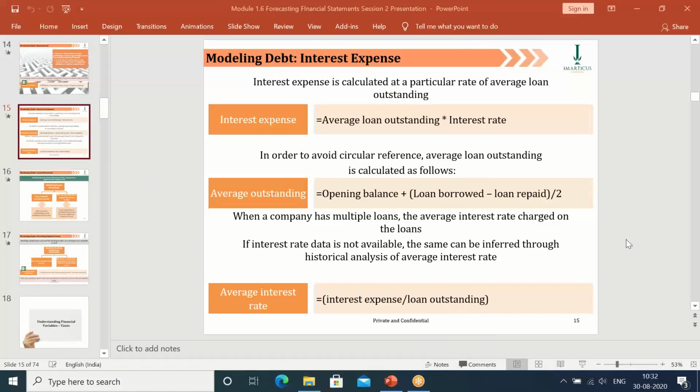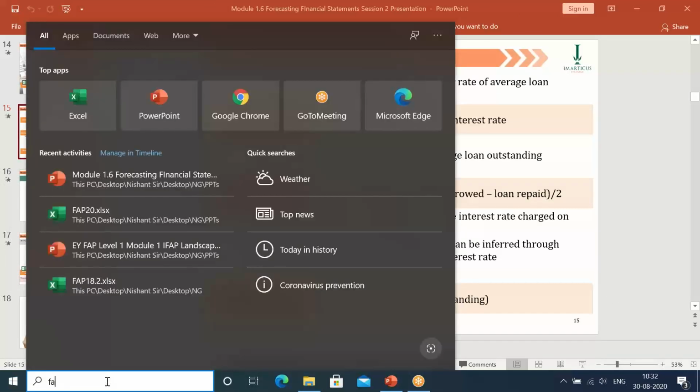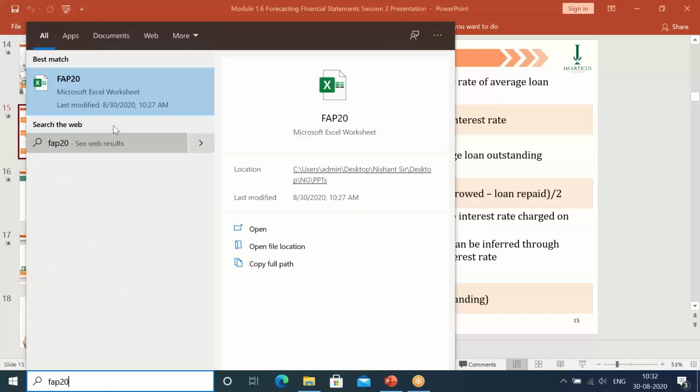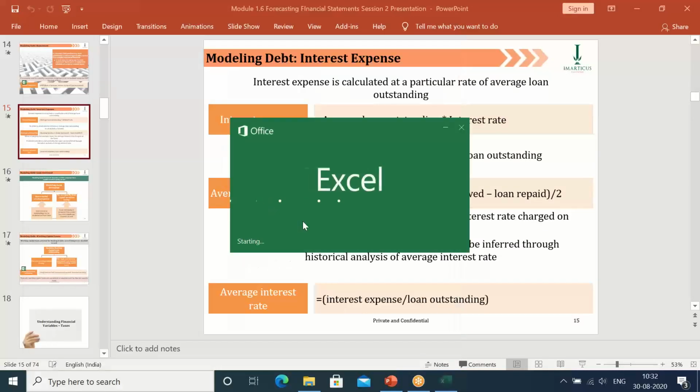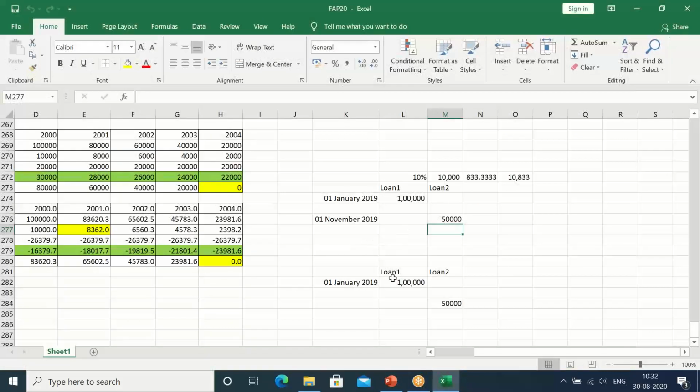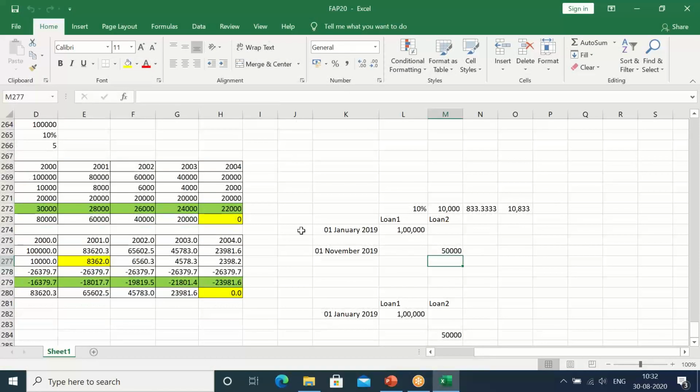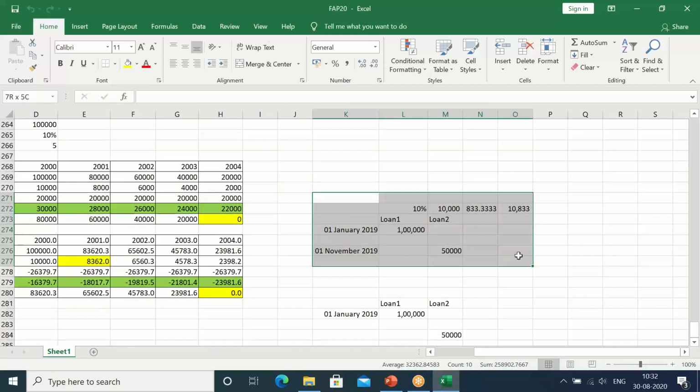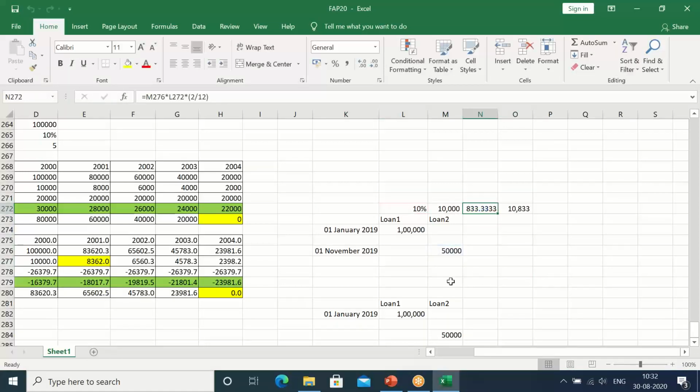So where were we? We were discussing this. I don't know where you lost me. Sir, from this 833 calculation, you were muted actually. Please tell from there. Okay. So this second loan, which is 50,000, this loan is taken on 1st of November.